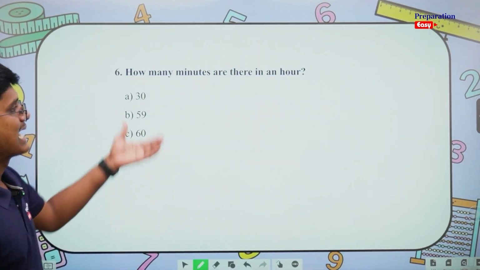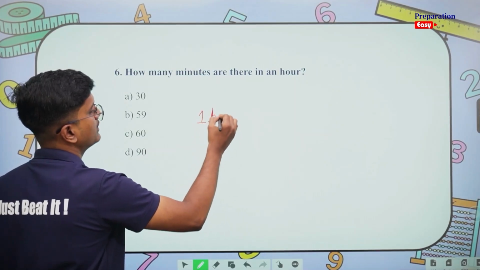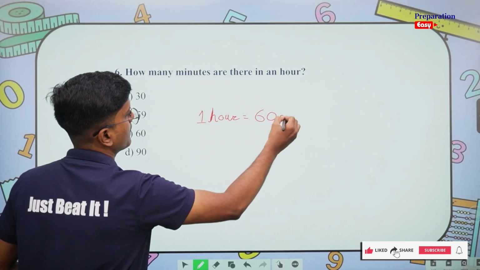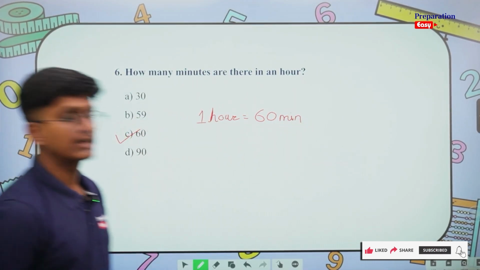How many minutes are there in an hour? 1 hour contains how many minutes? We know that 1 hour contains 60 minutes. So option C is going to be correct.